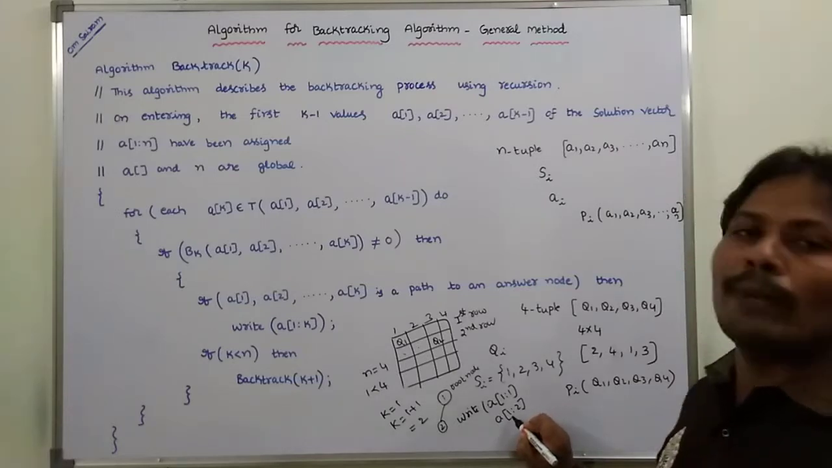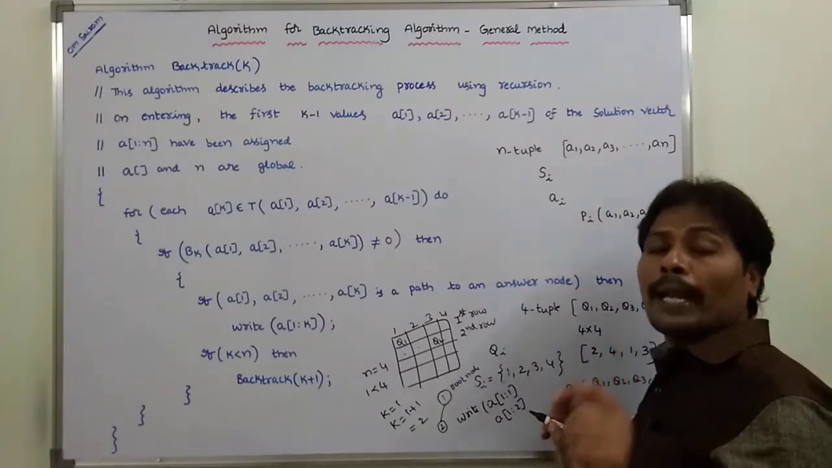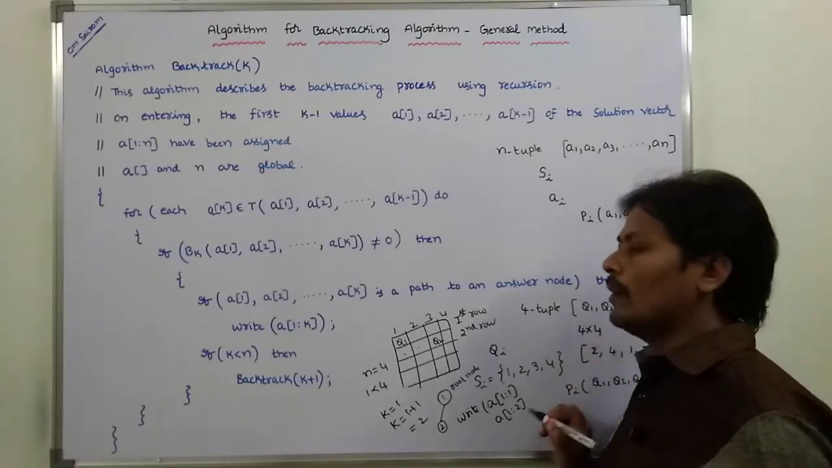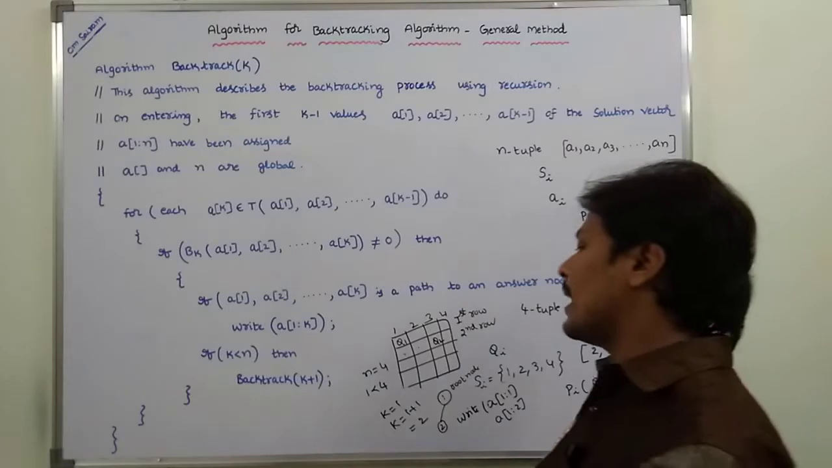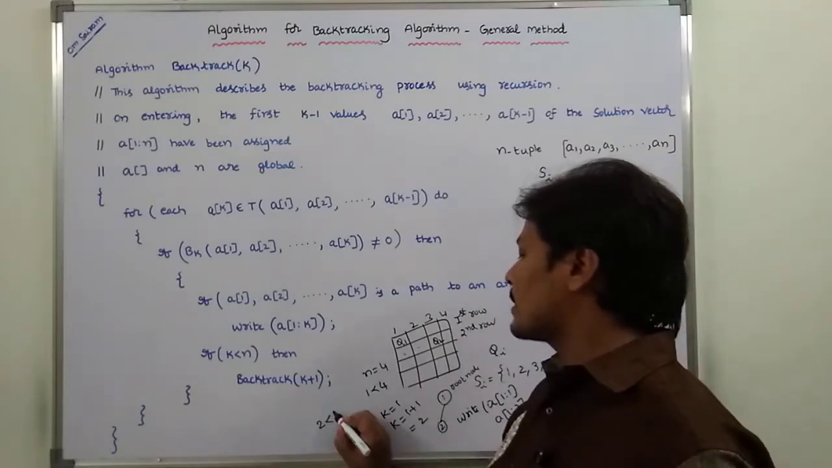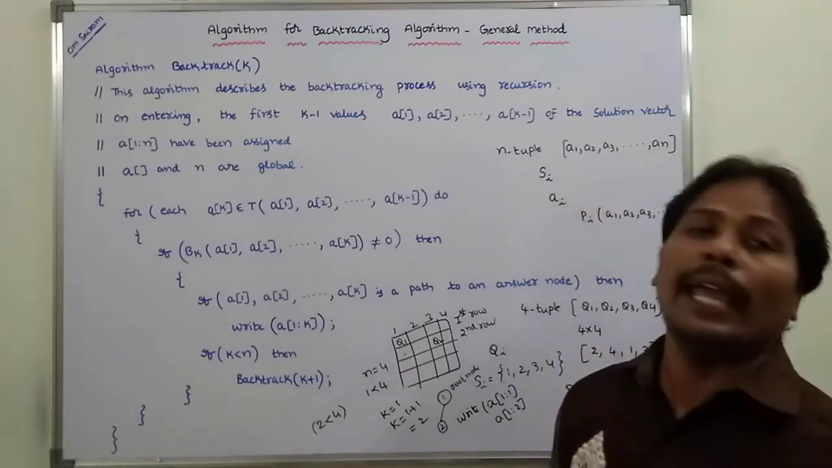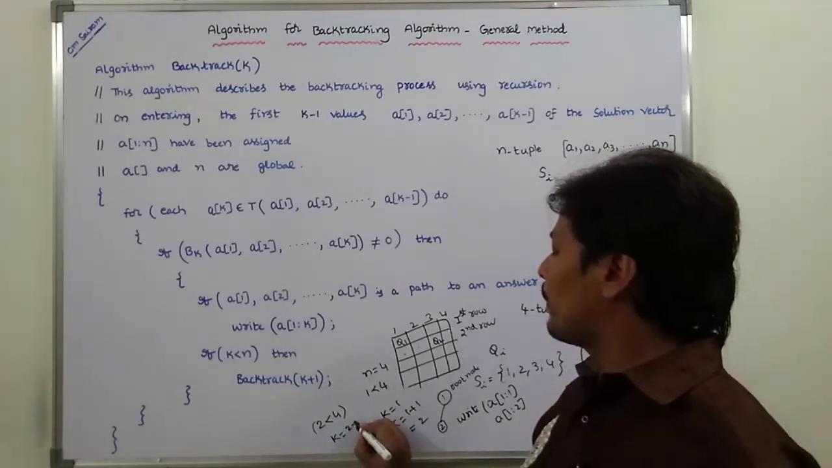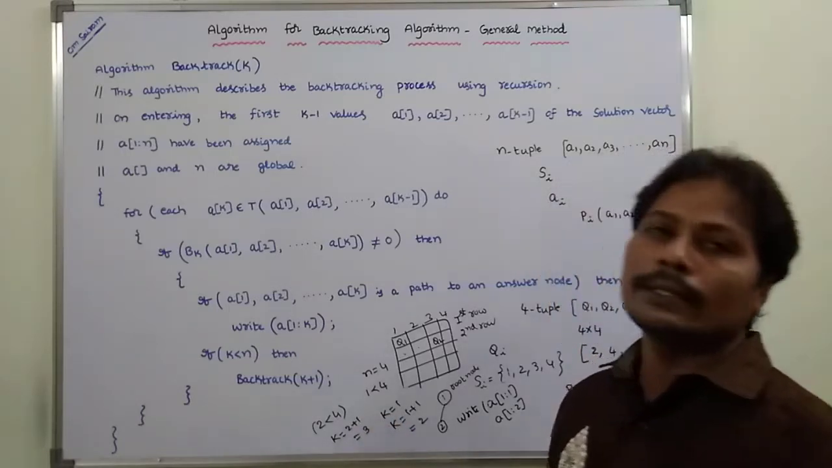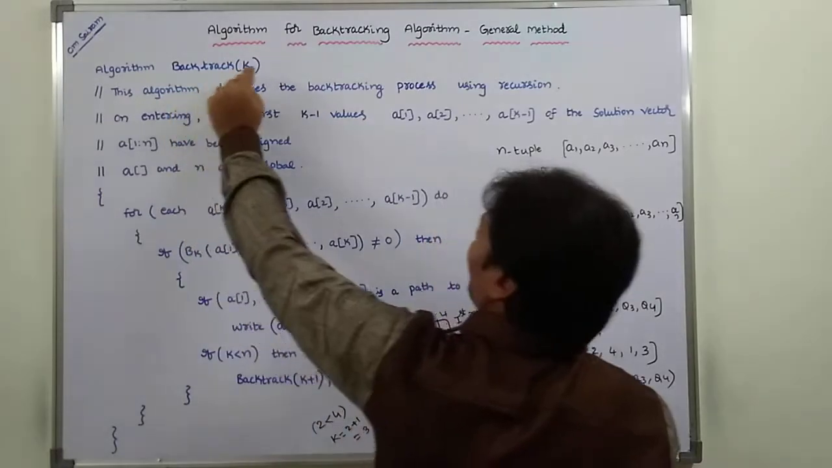So 1 is nothing but the root node. 2 is nothing but queen 2, placed on which column? Okay, if k less than n. Yes, k less than n, k value 2, 2 less than 4, condition true. Then backtrack of k plus 1. So now k value is equal to 2 plus 1, that is equal to 3. So again the algorithm backtrack of k.